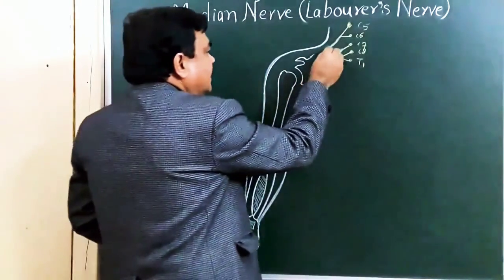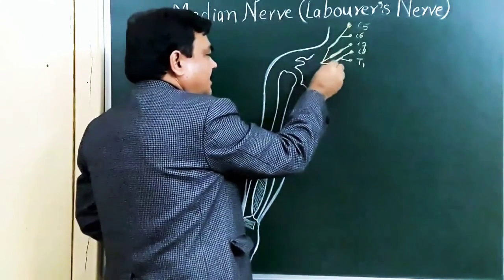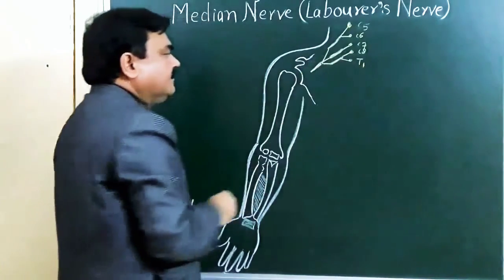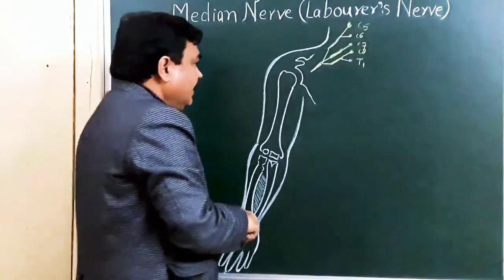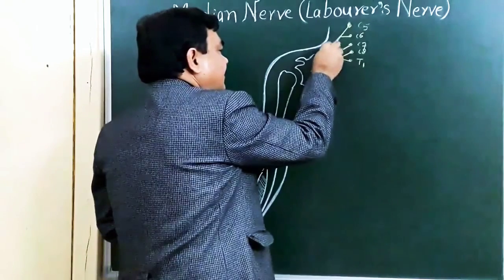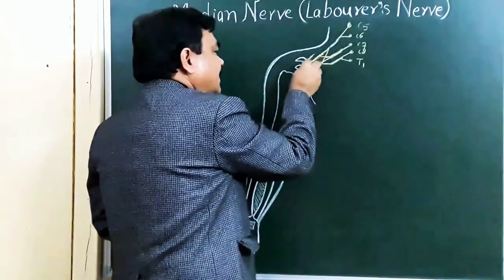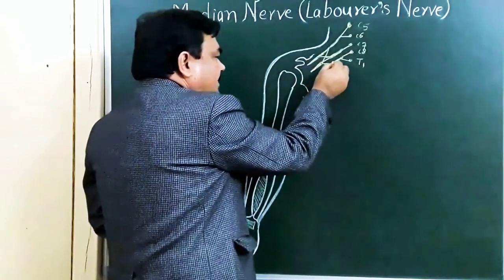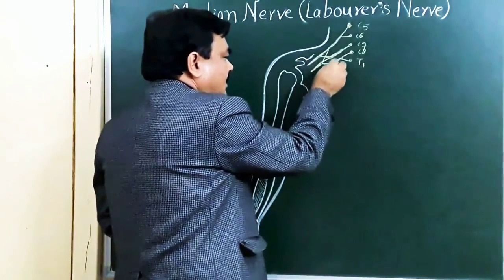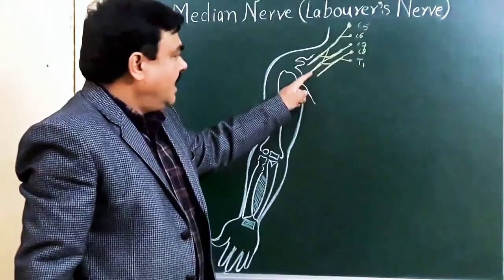And these three trunks divide to give dorsal divisions. The dorsal divisions of all three join to form the posterior cord. And the ventral divisions of the upper and middle trunks form the lateral cord. The ventral division of the lower trunk forms the medial cord. So this is the lateral cord, the medial cord, and the posterior cord.